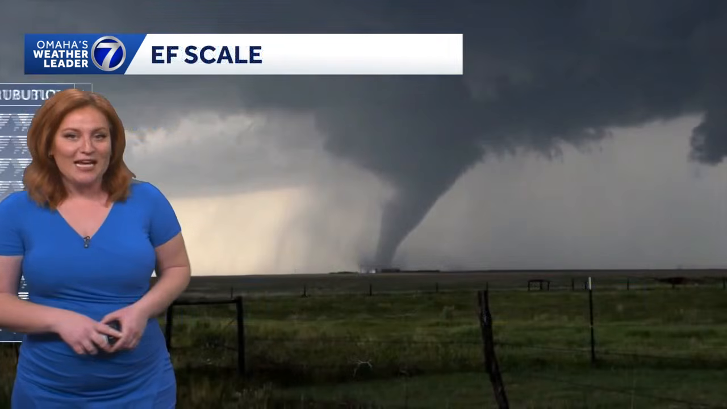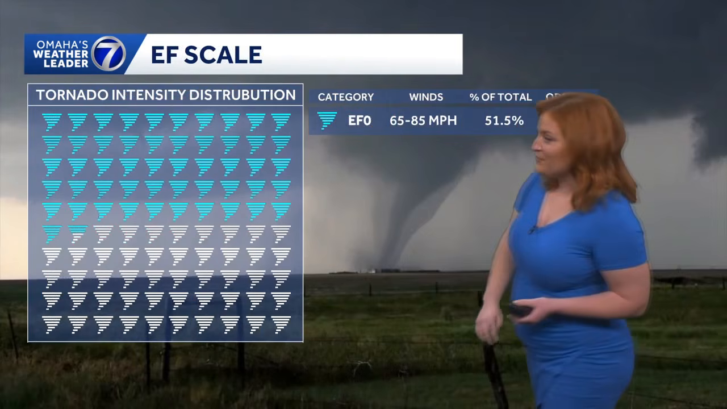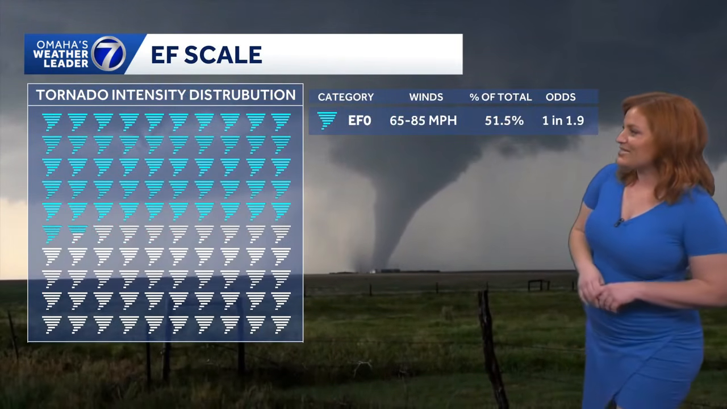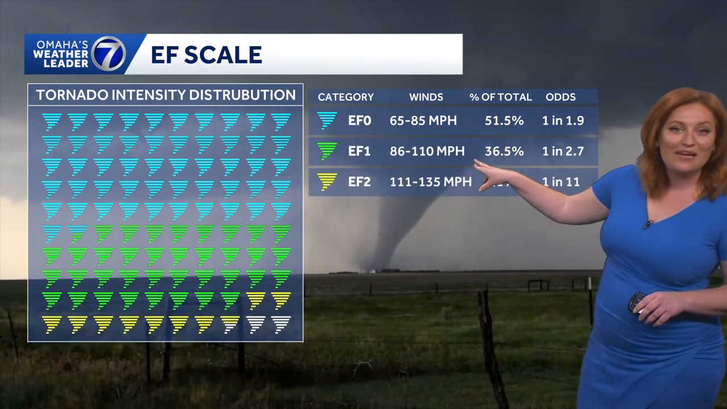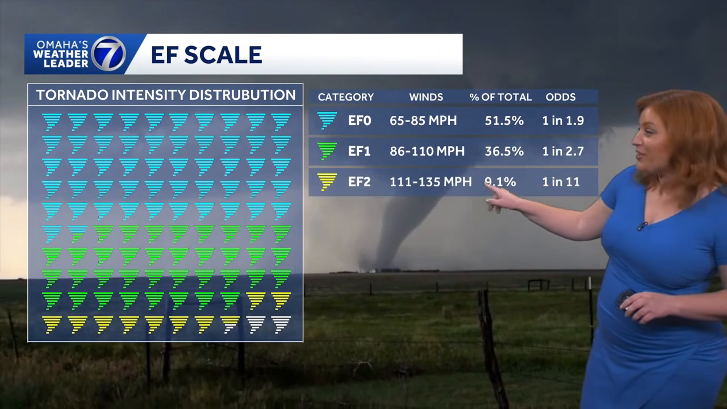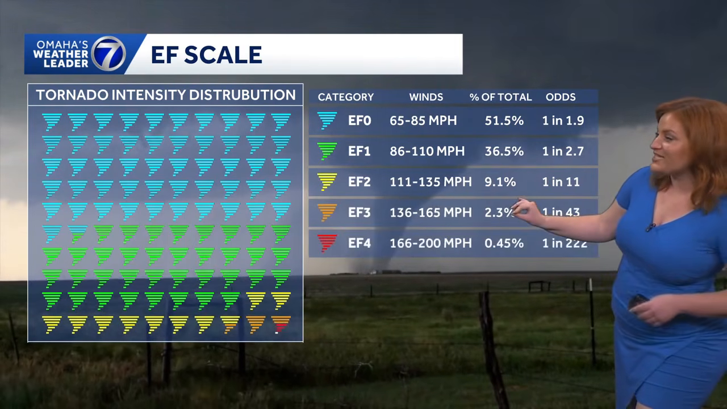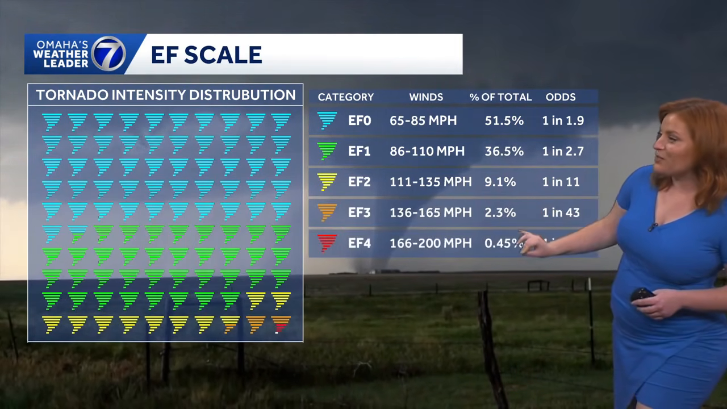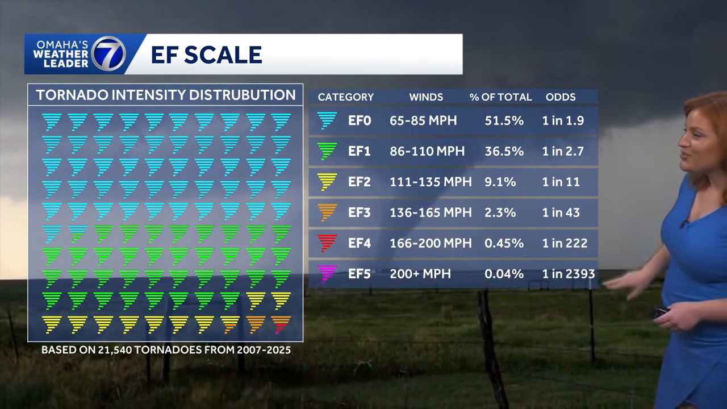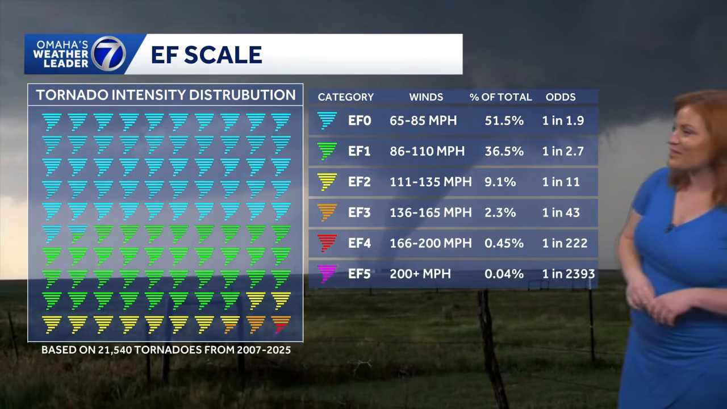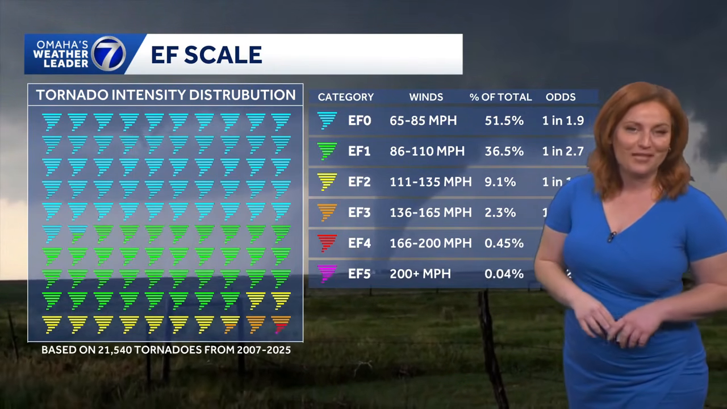Now, tornadoes are based off an EF scale, the Enhanced Fujita scale. Starting with EF0, that's winds about 65 to 85 miles per hour, EF1 up to 110 miles an hour, and EF2, 135 miles an hour. EF3 getting a very strong tornado, 165 mile per hour winds, EF4, 200 mile per hour winds, and an EF5, only about 1 in 2,393 tornadoes are EF5, 200 mile per hour winds plus.